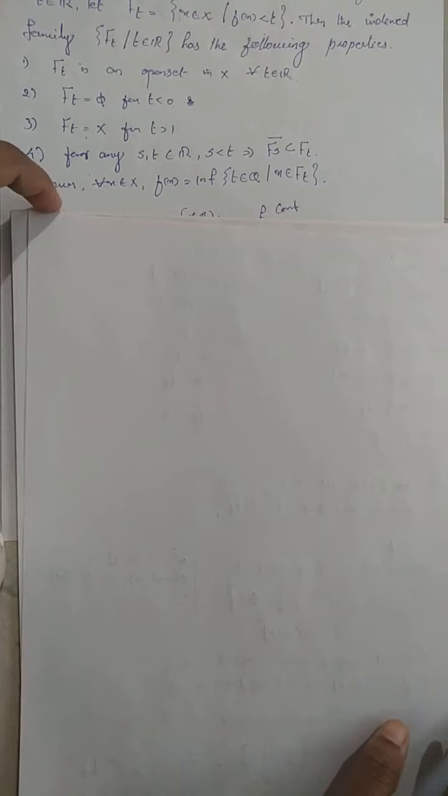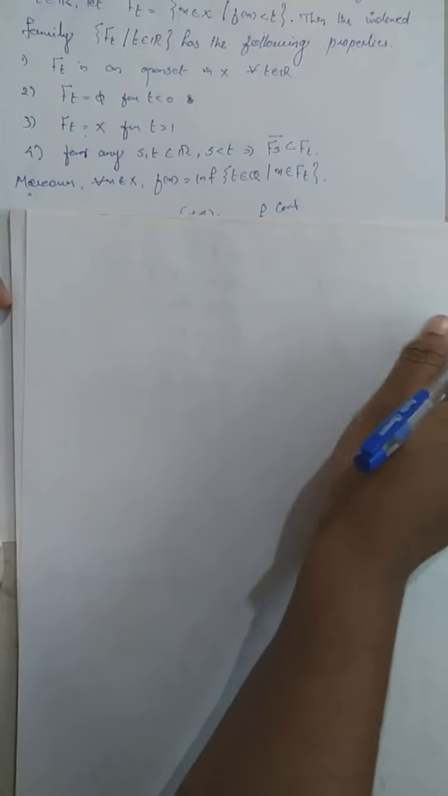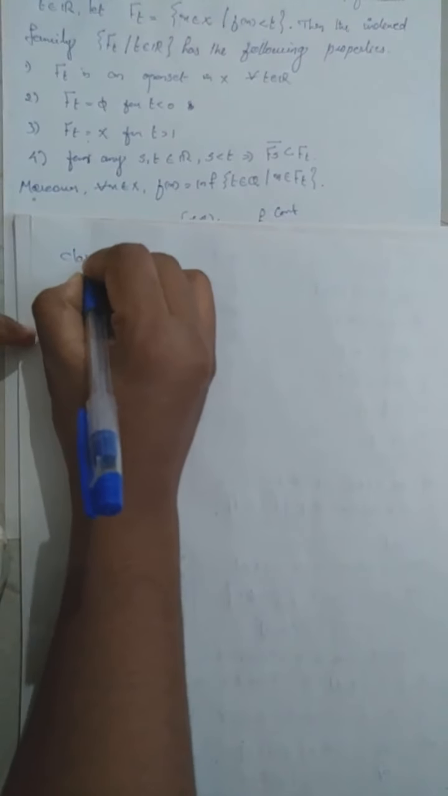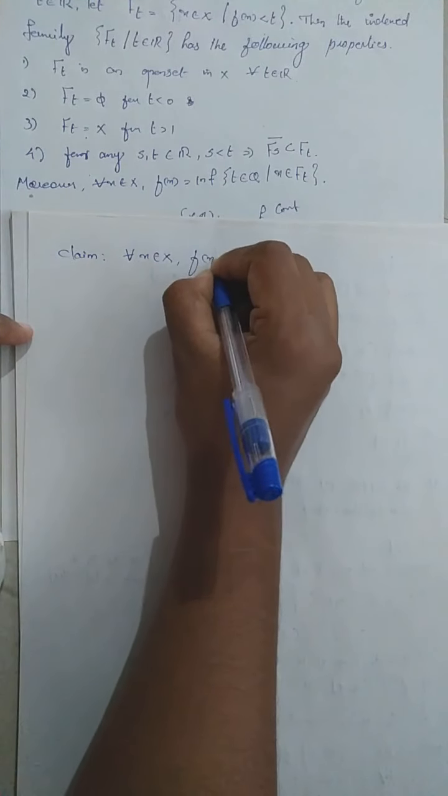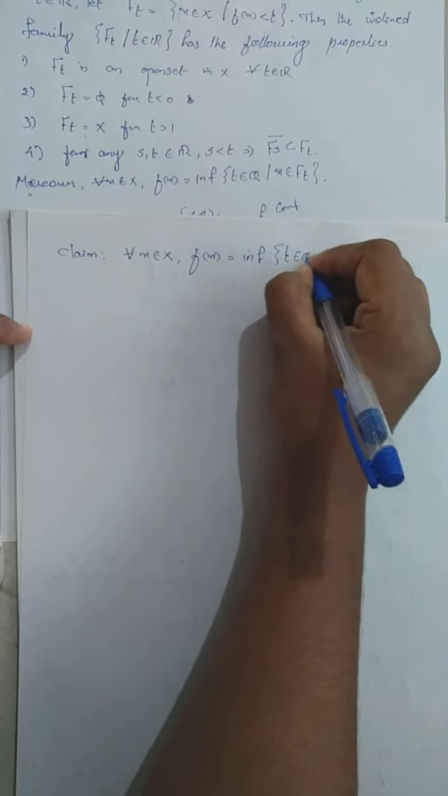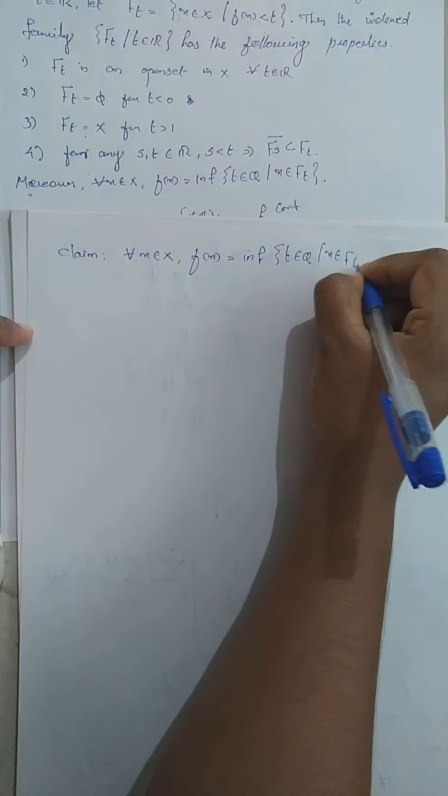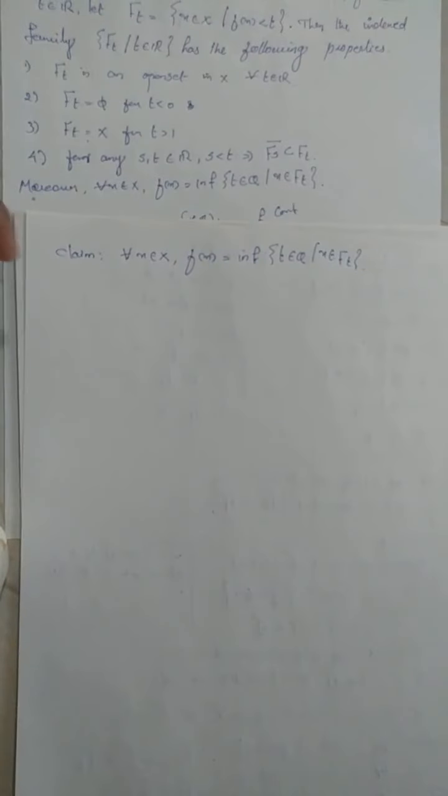Now we want to prove that for every x in X, f of x is equal to the infimum of t in Q such that x belongs to ft. So next we claim that for every x in capital X, f of x is nothing but the infimum of the set of all t in Q such that x belongs to ft. Okay, we want to prove fx equal to this infimum.